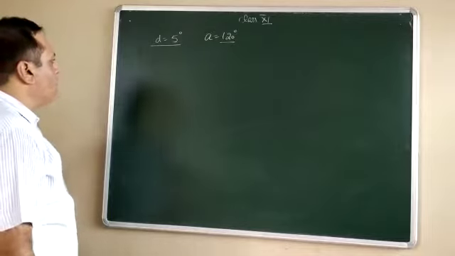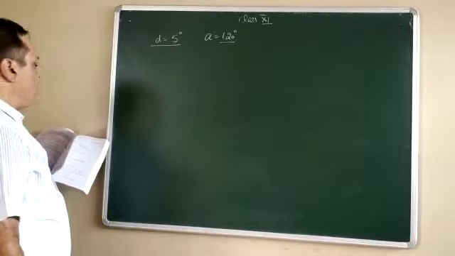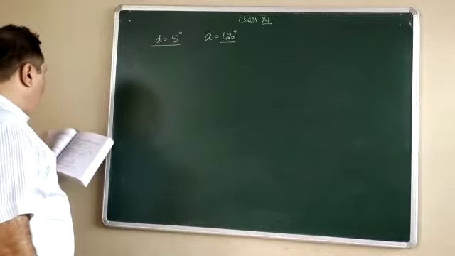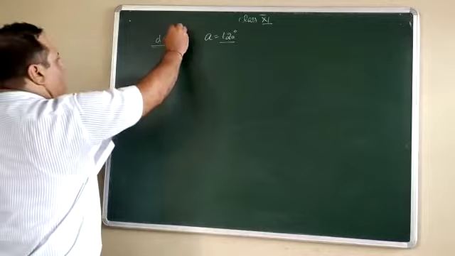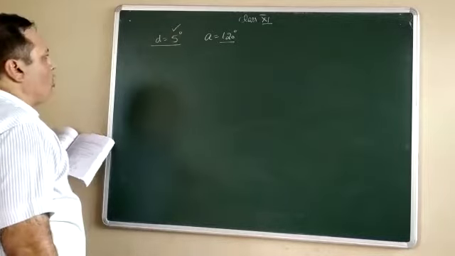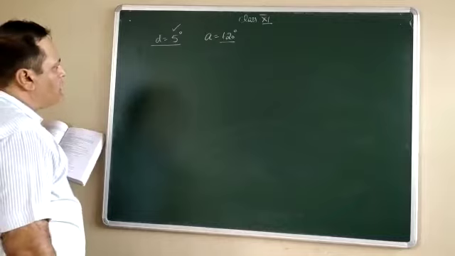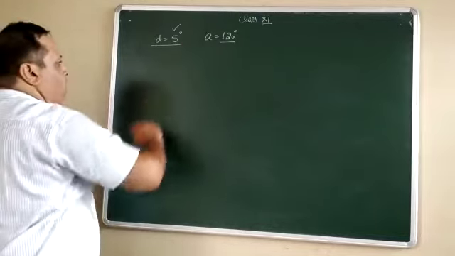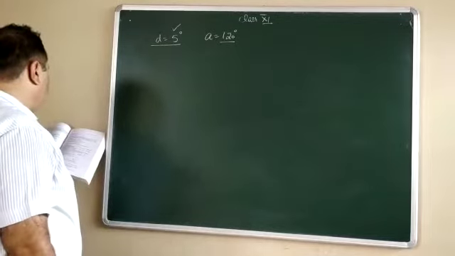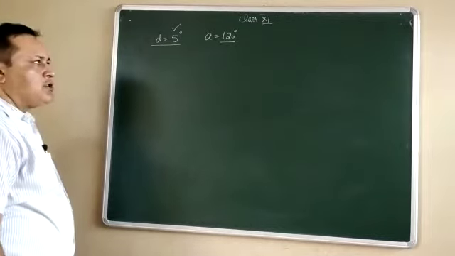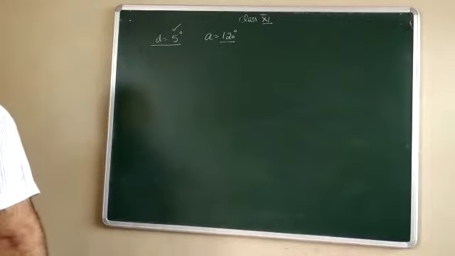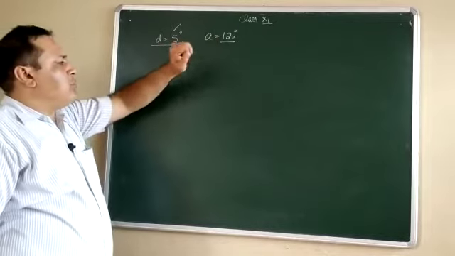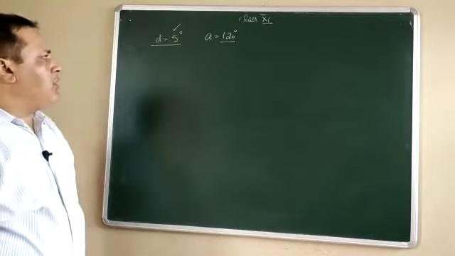Now we discuss one more question. See the statement of the question. The difference between any two consecutive interior angles of a polygon is 5 degrees and the smallest angle is 120 degrees. Then find the number of sides of the polygon.